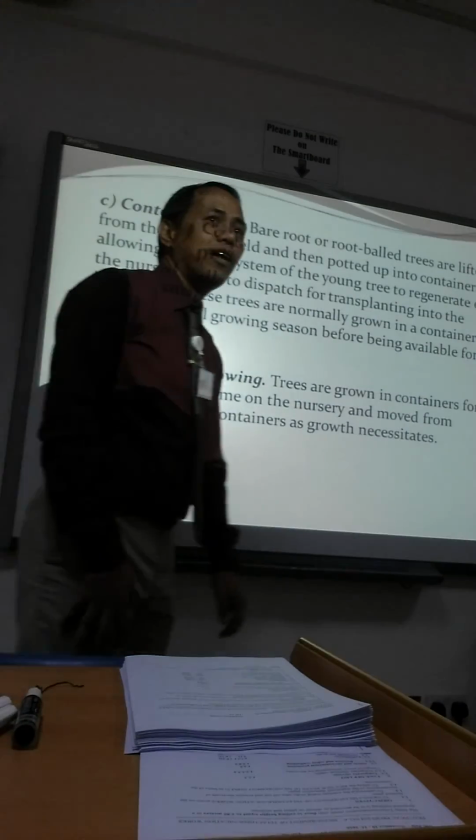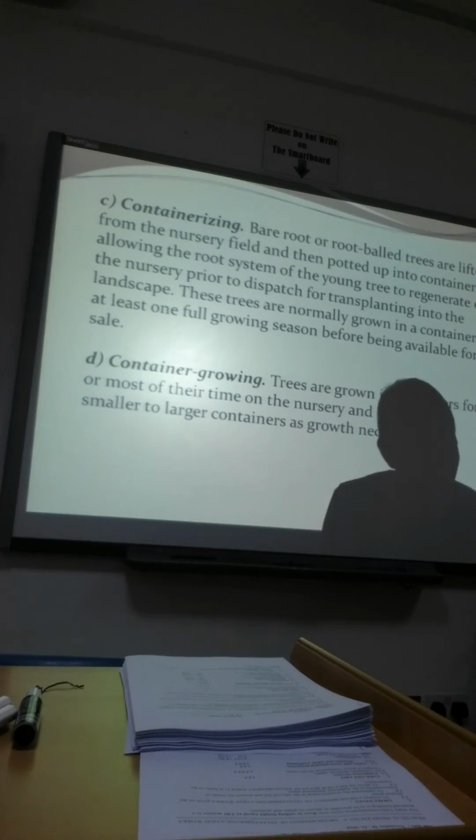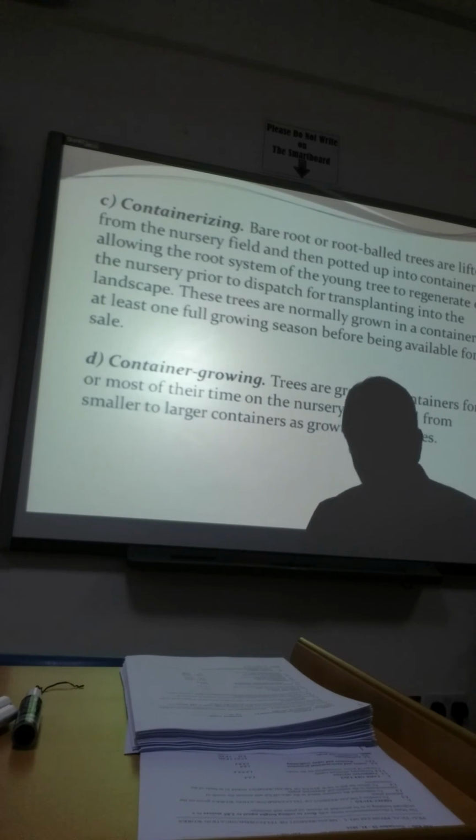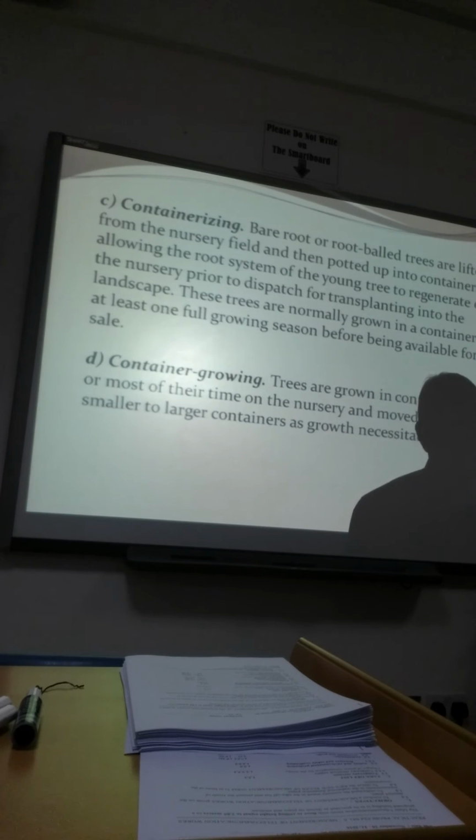Then it is heavy. For the root ball, it is heavy because it is not only the plant that you are transporting, but you also transport together with the earth in its roots. Therefore, it is very heavy. Therefore, instead of transporting many, maybe you will be transporting only a few on your truck, because you transport both the weight of the trees and the weight of the soil present in its root.